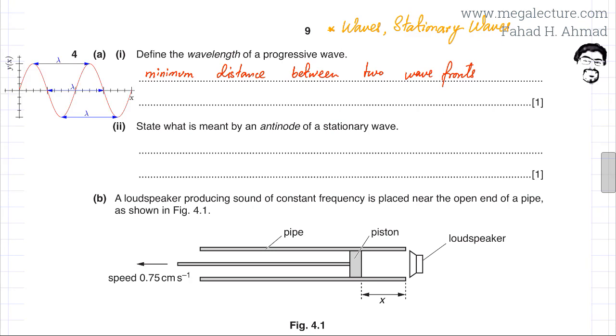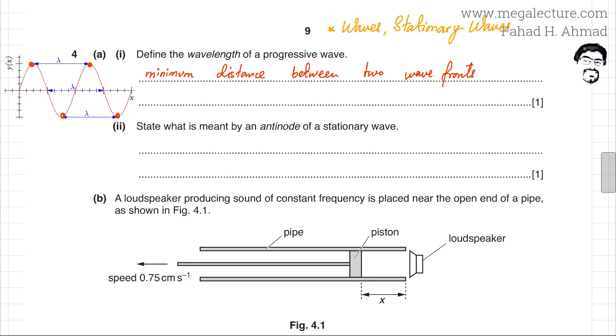So here I've shown an example of a wave. This is my wave. So it's the minimum difference between two wavefronts. It could be the distance between two crests, or it could be the distance between two troughs. So that is lambda. The symbol is lambda, and this is what wavelength is.